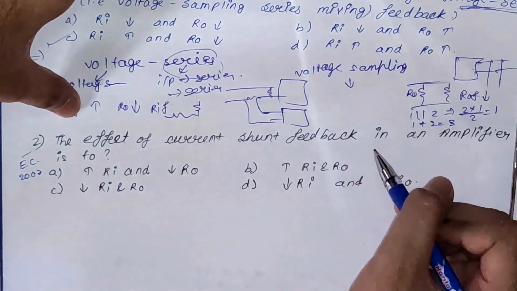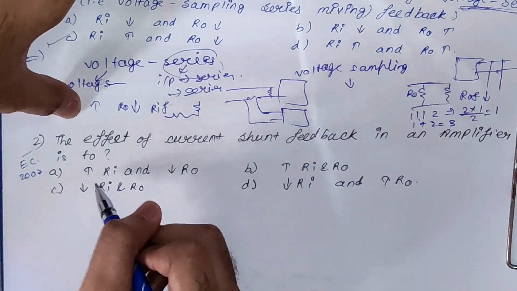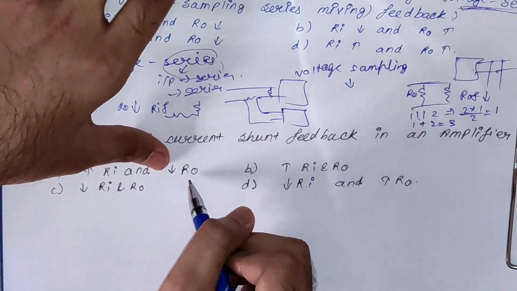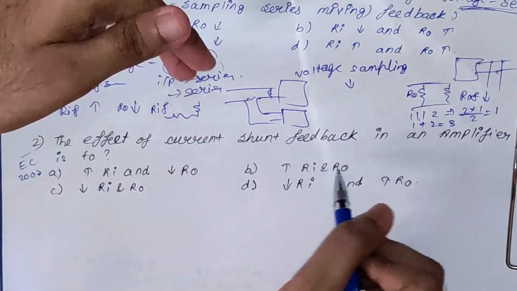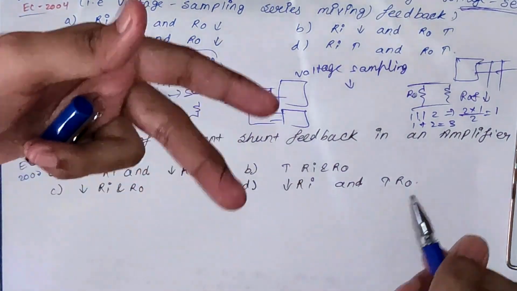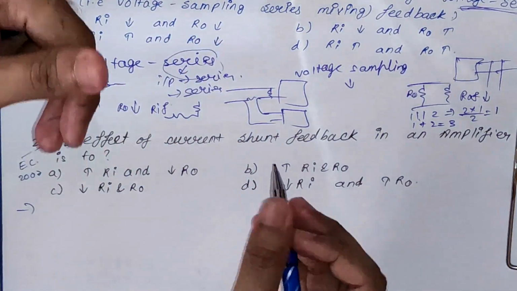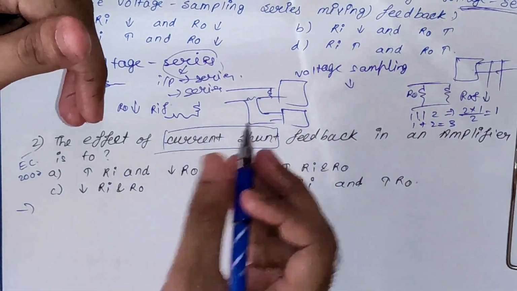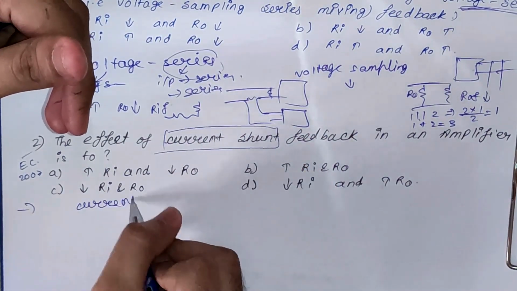The effect of current shunt feedback in an amplifier is to increase the input resistance, decrease the output resistance; increase the input resistance and output resistance; decrease the input resistance and output resistance; decrease the input resistance and increase the output resistance. We are going to use the same trick. First we are going to tackle the naming. The naming here is current shunt.